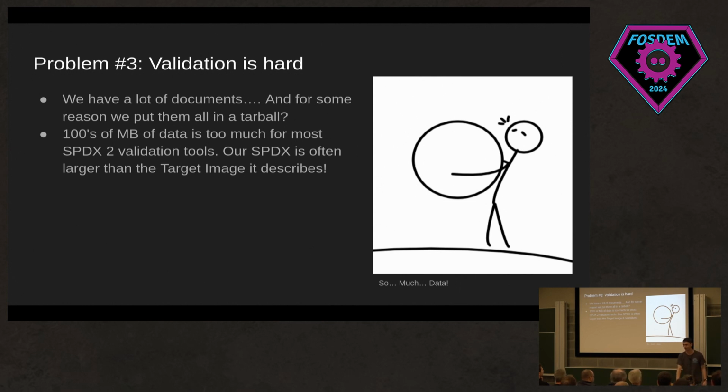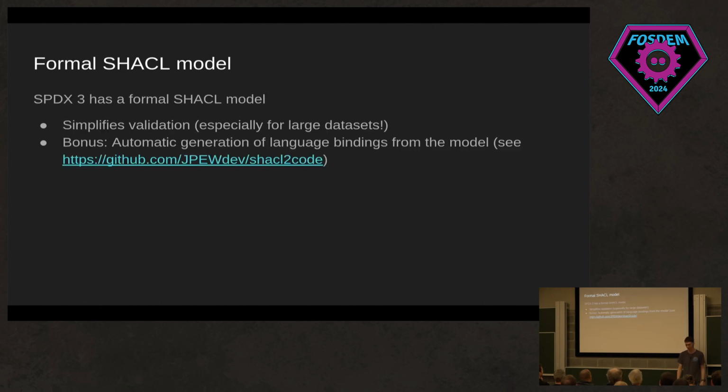Turns out compilers are really good at compressing things. So we had to hand validate most of our SPDX output, at least parts of it. SPDX 3 actually has a formal SHACL model, which helps a ton with this because there are tools that will just take in a SHACL model and take in your document and say this is valid or not. I don't think it covers 100% of the things, but it's miles better than what we had for SPDX 2. And as a bonus, we're working on a process to automatically generate language code bindings from that SHACL model to make it easier for people to write tools.